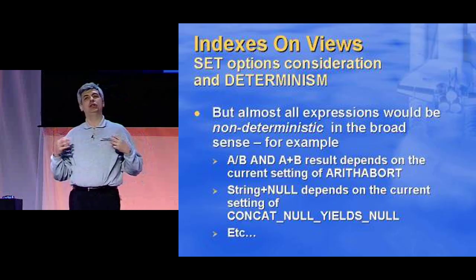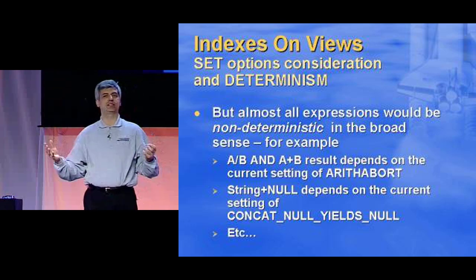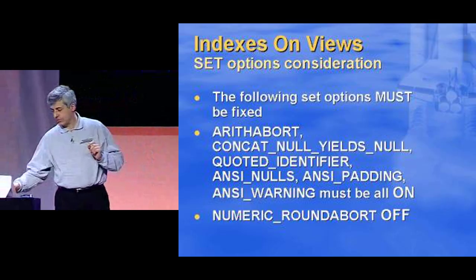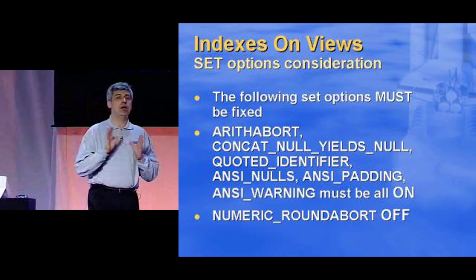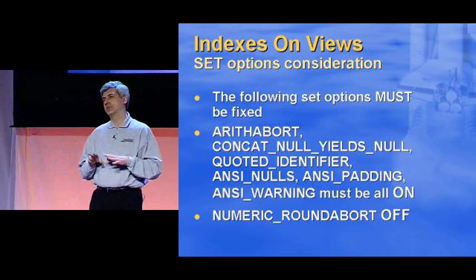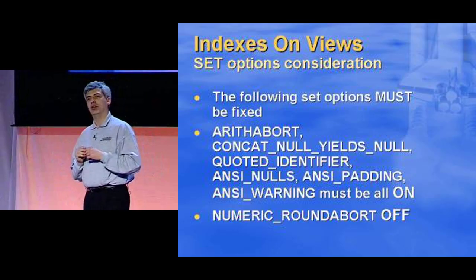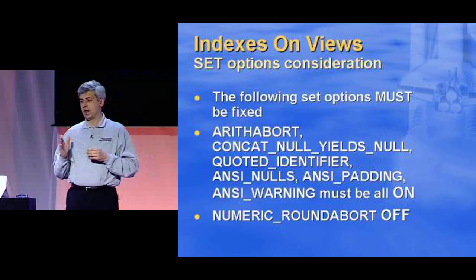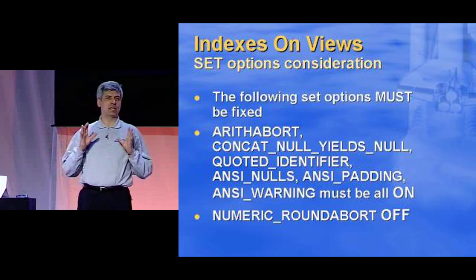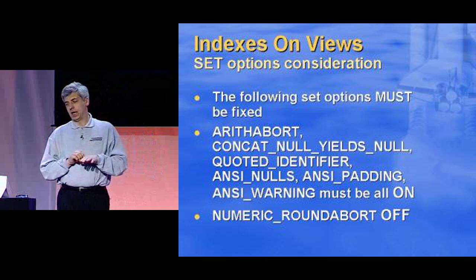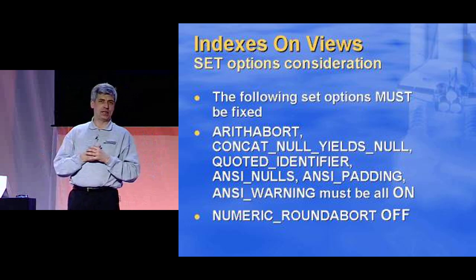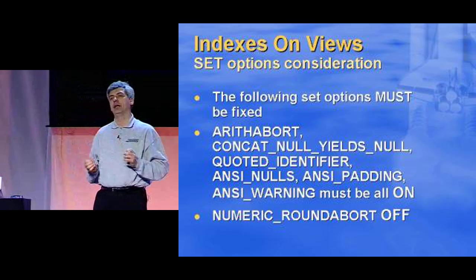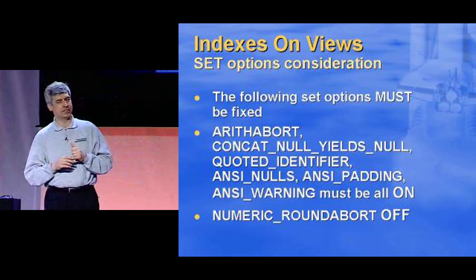So we have a problem here. We declare those functions, such as concatenation or plus or divide, as deterministic, and yet we may get different results. To address this issue, when dealing with indexes on views and indexes on computed columns, and also when dealing with deterministic user-defined functions, the following set options must have these fixed values. These are mostly ANSI-related options like arith abort, concat null yields null, and so on. So our preferred way is to be ANSI compliant with these set options.